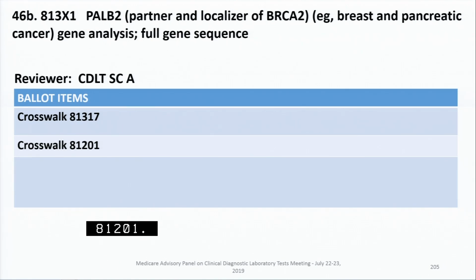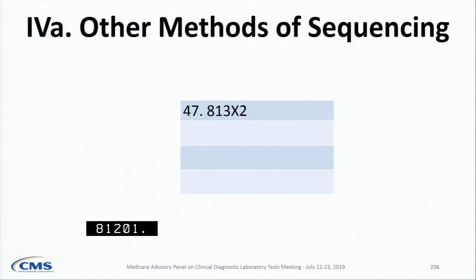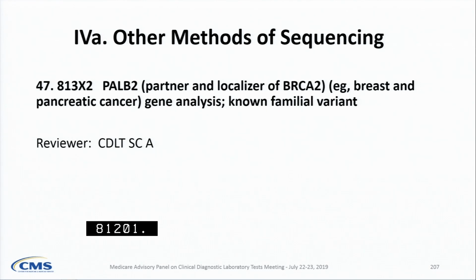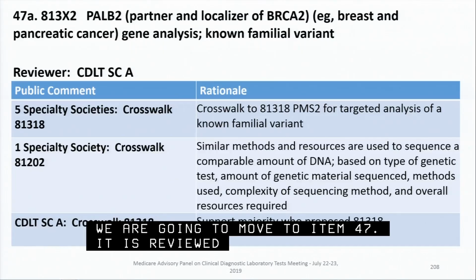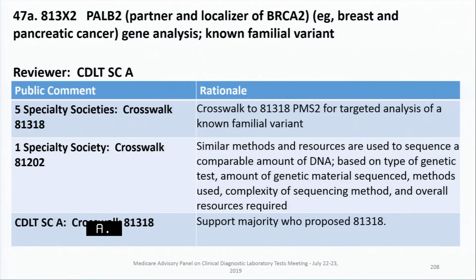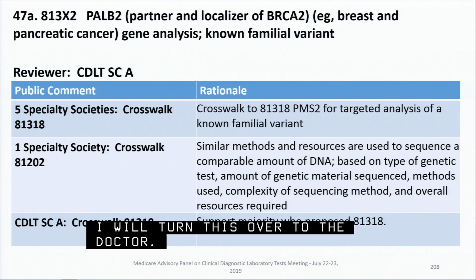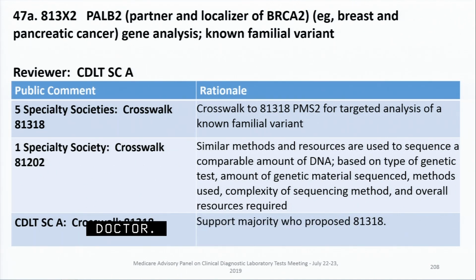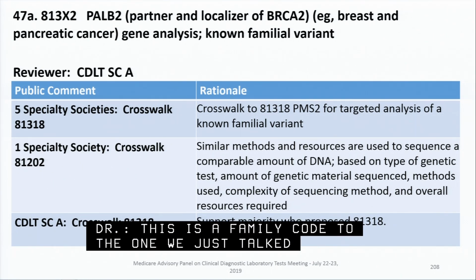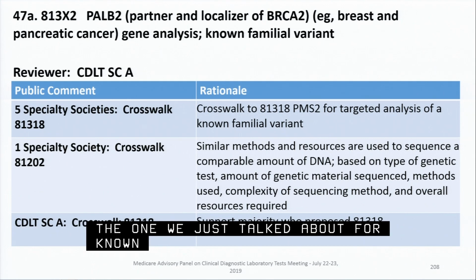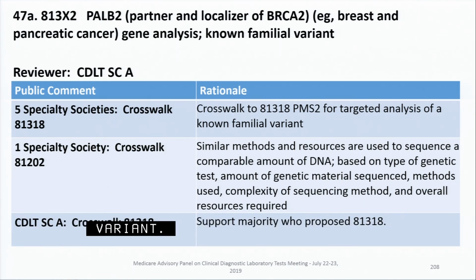All right, we're going to move on to item 47, which is 813X2, and it is also reviewed by subcommittee A, so I'm going to turn this over to Dr. Bossler. This is a family code to the one we just talked about, for known familial variant analysis, and our recommendation was to crosswalk to the 81318 known familial variant for PMS2. Thank you.